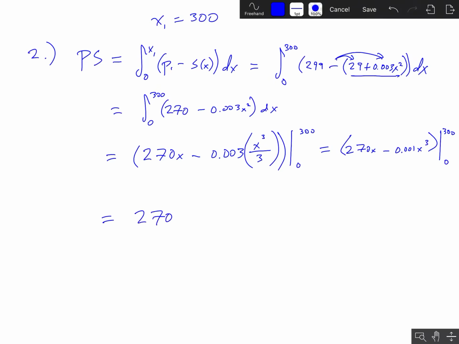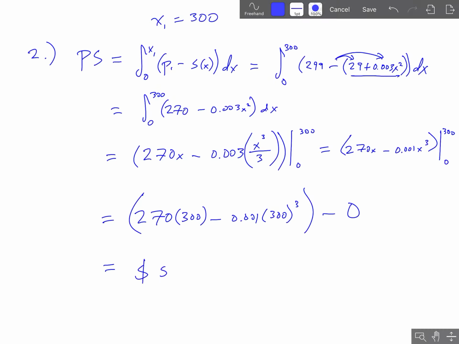So if I plug in 300 as my x value, I would get 270 times 300 minus 0.001 times 300 cubed, minus the evaluation at 0, but notice that both of these terms will be 0 if we plug in 0. So this would just be minus 0. And now if I plug this entire thing into my calculator, what I end up getting is 54 grand.